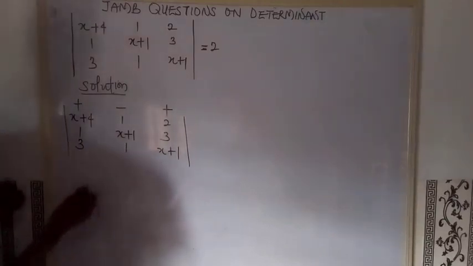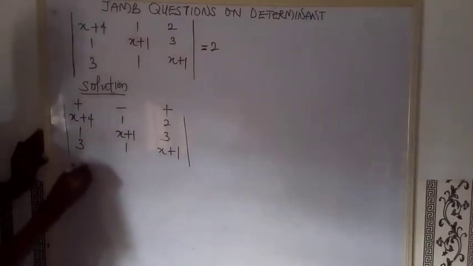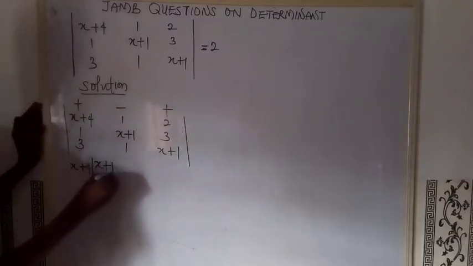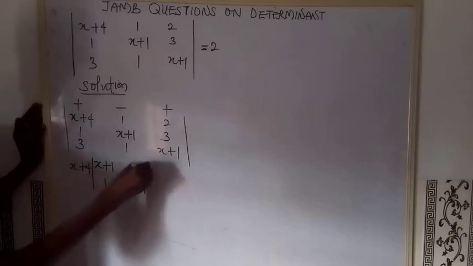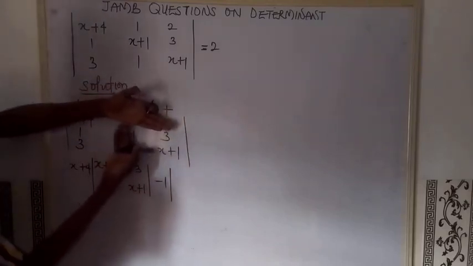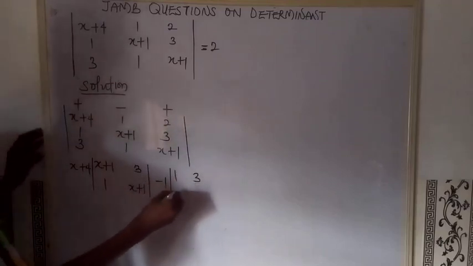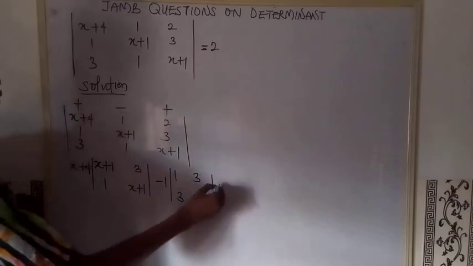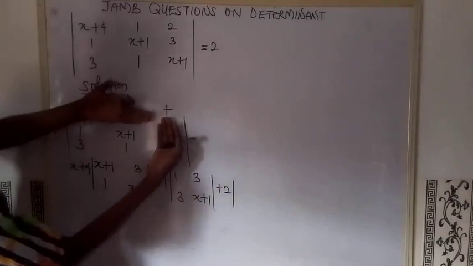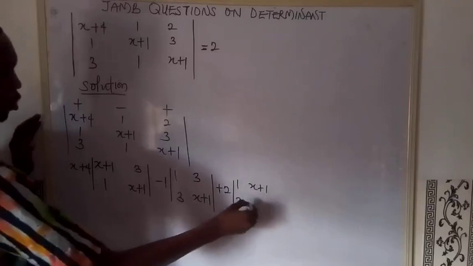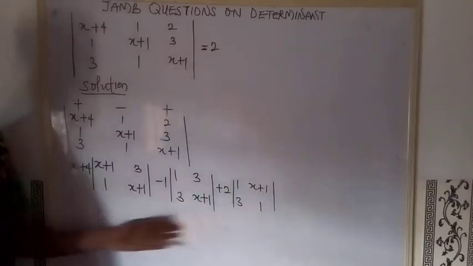As usual, you take this one out, you have x plus 4, then you blind this side, you blind this side, so you're going to have x plus 1, 3, 1, x plus 1. Then go to the next one, negative 1, you blind this side, you blind this side, that is 1, 3, 3, and x plus 1. And finally, a positive 2, you blind this side, you have 1, x plus 1, 3, and 1. Remember how I explained this before?